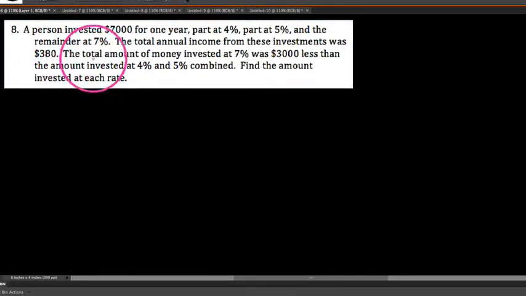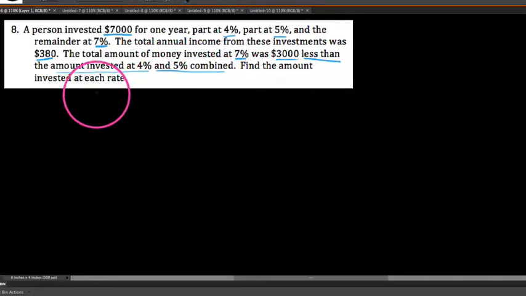So it says that a person invested $7,000 for 1 year, part at 4%, part at 5%, and the other remaining at 7%. So the total annual income from these investments was $380. It says the total amount of money invested at 7% was $3,000 less than the amount invested at 4% and 5% combined. So what we want to do is really find the amount that we've invested at each rate.